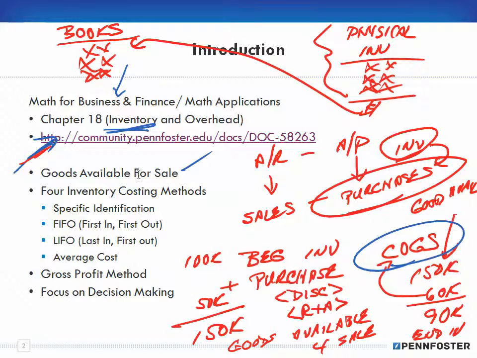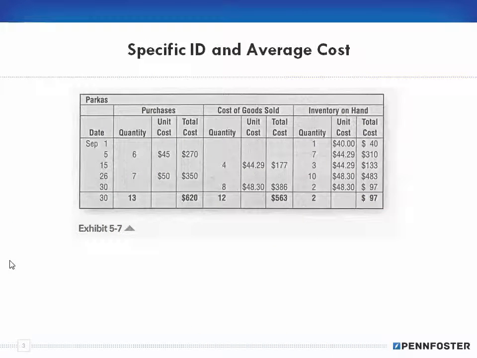Let me jump back up here. There's 4 inventory costing methods: we have specific identification, FIFO, LIFO, and average cost. So in this video I'm going to be looking at the specific identification and average cost, because they're the 2 easiest. They're the ones that students don't seem to have as much trouble with.